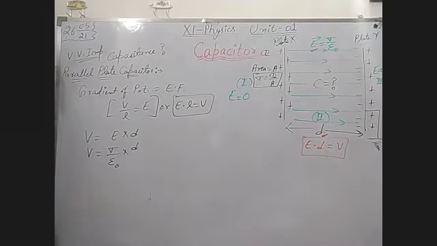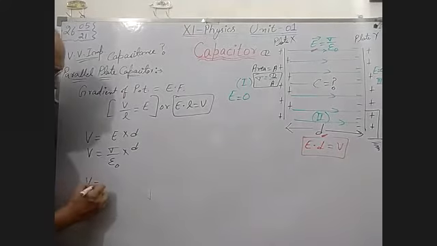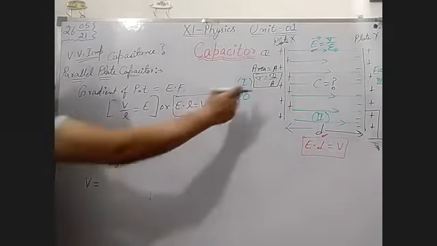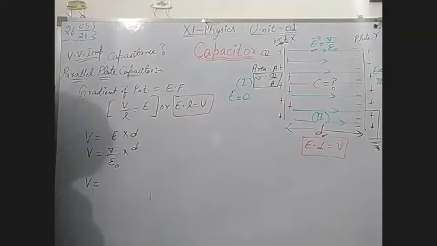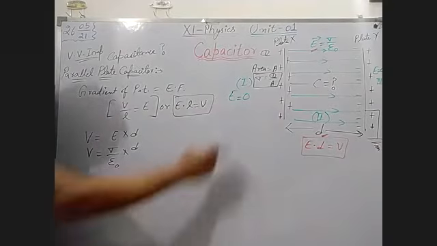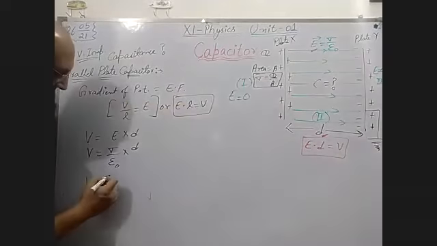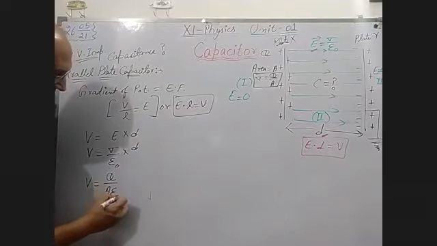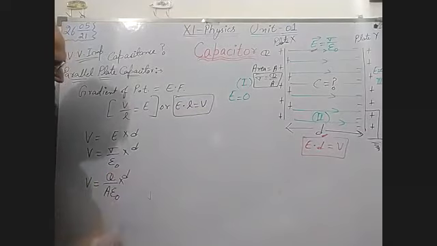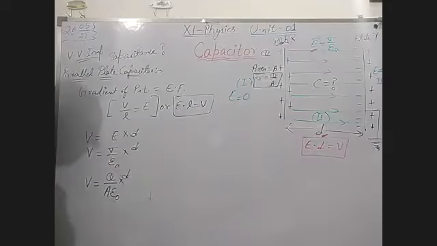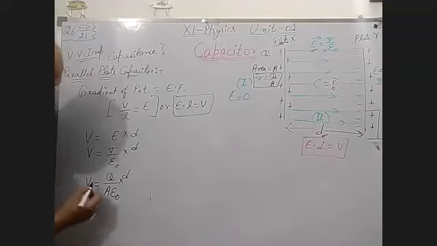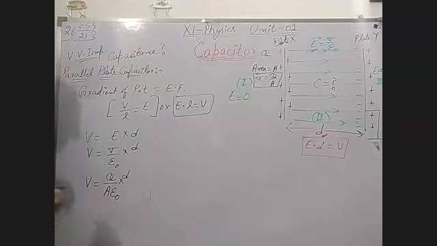Now again, what is the value of sigma? From there you can take the value of sigma. Sigma is surface charge density and its formula is Q by A. Now put here Q by A. Here epsilon naught is there and in the numerator d is also there. Now V is equal to Q d upon A epsilon naught.